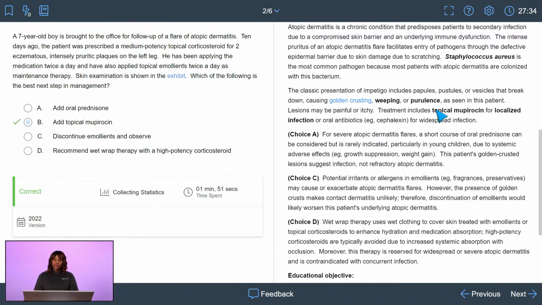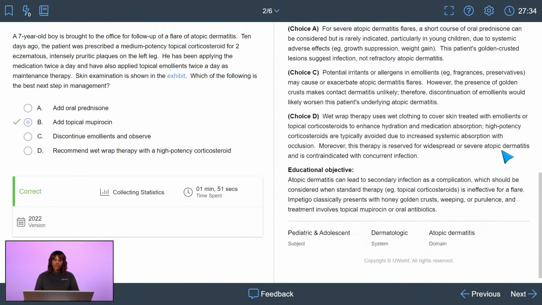We normally use wet wrap therapies to cover skin treated with emollients or topical steroids to enhance the hydration and the absorption of that steroid medication. But because of the use of high potency corticosteroids, it's going to be avoided due to increased systemic absorption when you occlude it with that wet wrap. And moreover, that therapy is going to be reserved for widespread eczema, severe eczema flare-ups, and it's going to be contraindicated if there is a concurrent infection as well. So that makes that also the wrong answer.